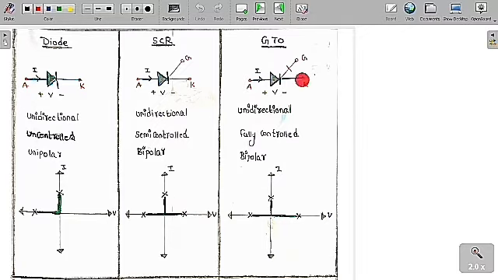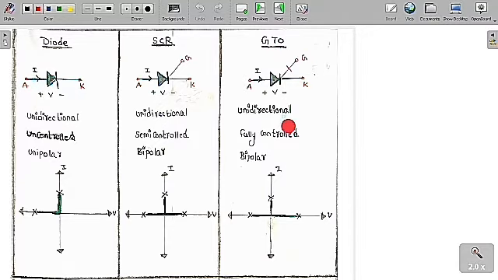Now the GTO. For the GTO, the extra symbol is just a dash here. If you keep an extra dash for this SCR, you are going to get a GTO. Same anode, cathode, plus minus V, I current, and this is the gate G. The GTO is called the gate turn-off thyristor.